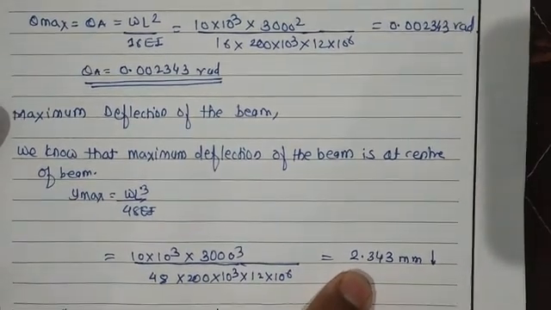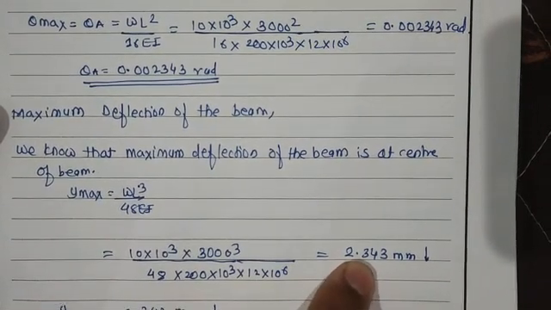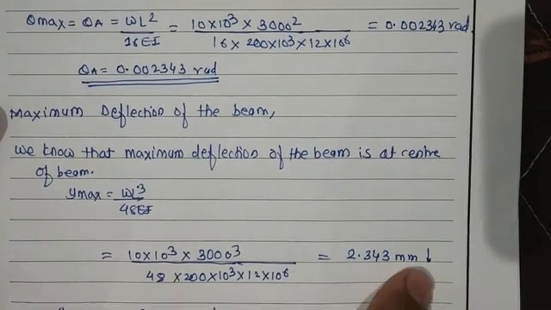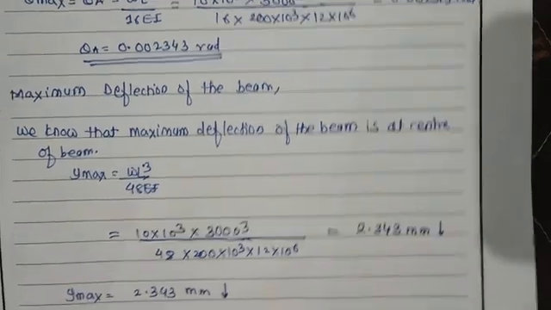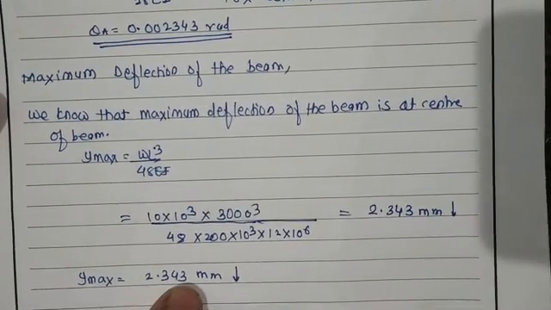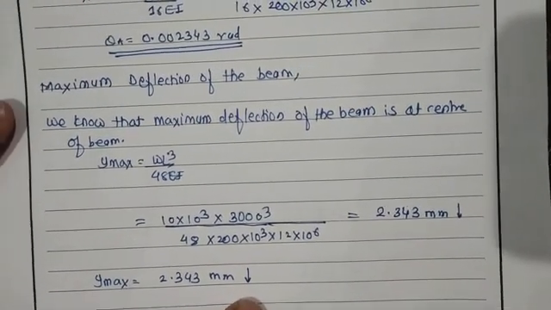So what we get here is 2.343 mm, in the downward direction. This deflection will always be in the downward direction. So Y max is equal to 2.343 mm, in the downward direction.